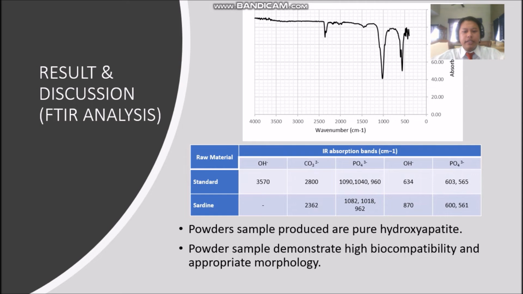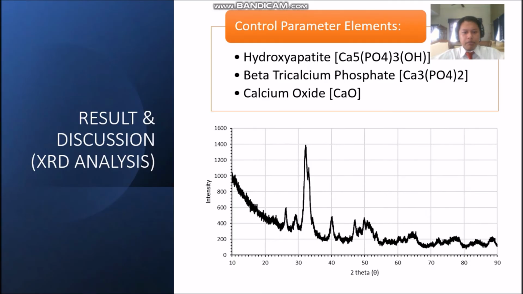Moreover, natural hydroxyapatite derived from sardine bone in this research may have high biocompatibility and appropriate morphology for use in biomedical applications. Next, the powder samples' purity, stability, and crystalline phase are examined through XRD analysis. Hydroxyapatite, beta-tricalcium phosphate, and calcium oxide are the control parameter elements for this analysis.